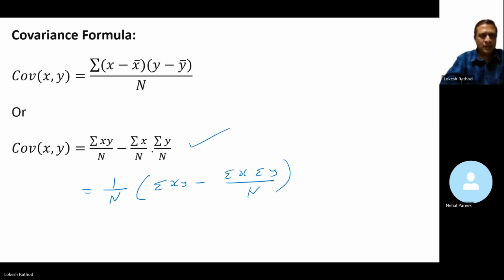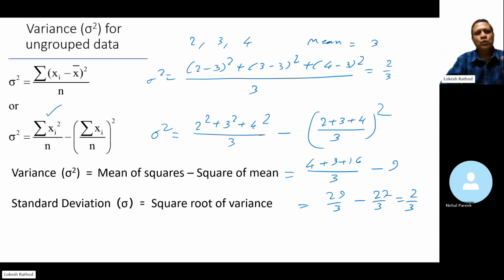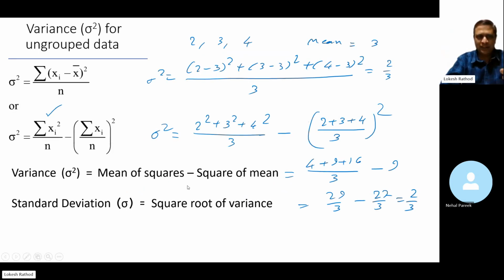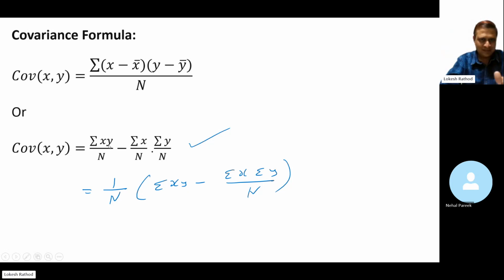Formula of covariance: sigma (x minus x bar)(y minus y bar) over n. You can see the relation with the variance formula. Variance formula was sigma (xi minus x bar) whole square; you break this into (xi minus x bar)(yi minus y bar). And the second formula: sigma xy by n minus (sigma x by n)(sigma y by n). Instead of xi square, you write xi, and instead of the other xi, you write yi. Can you see the relationship?